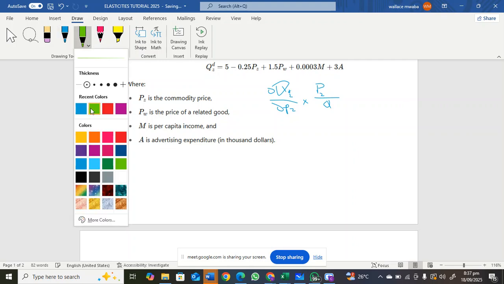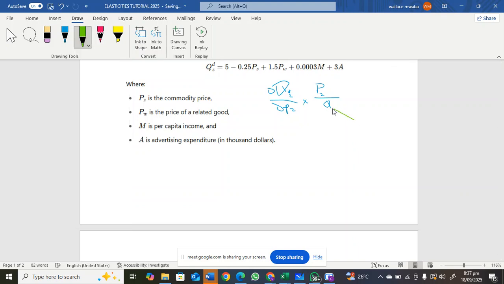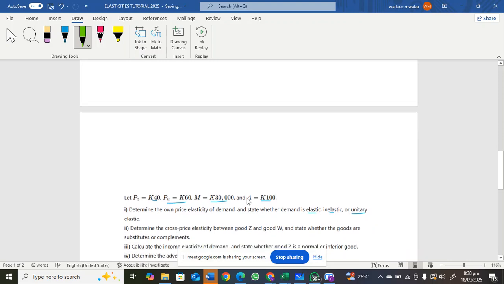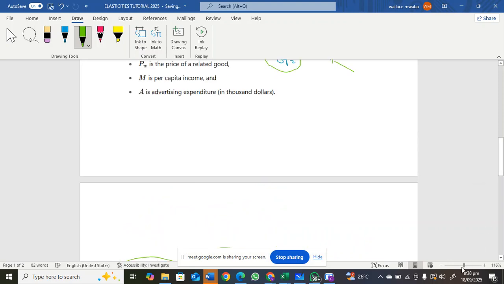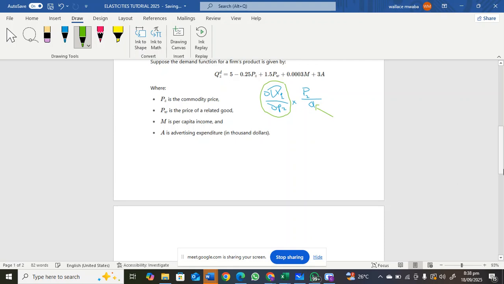So the first thing you need to do, step one, is you need to get this Q. You get this quantity here. PZ, we already have it, it is 40 kwacha. So we just need to get Q and we need to derive here. In order to get Q, we've been told PZ 40 kwacha, PW 60. That's why we've been given these numbers here. We're going to substitute these values into our demand function.